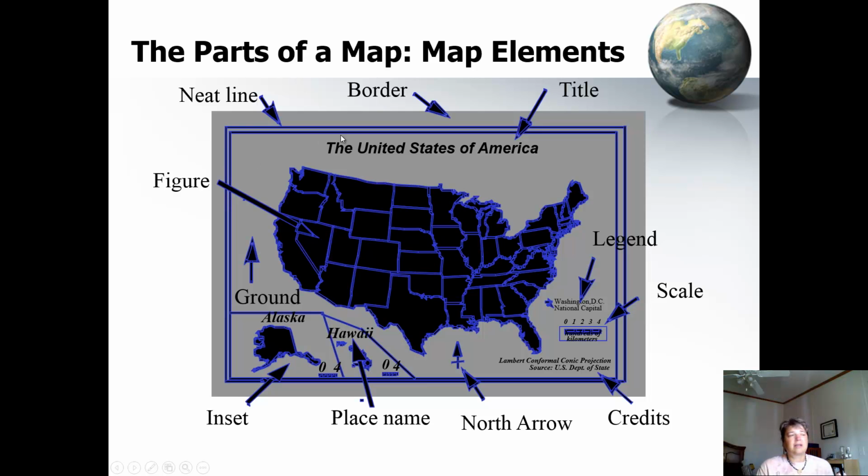Then this neat line is doubled. The neat line has got 2 lines. So you can have fancy neat lines with all sorts of squirrely things on it, or you can have a single neat line, or you can have a double neat line like this one.